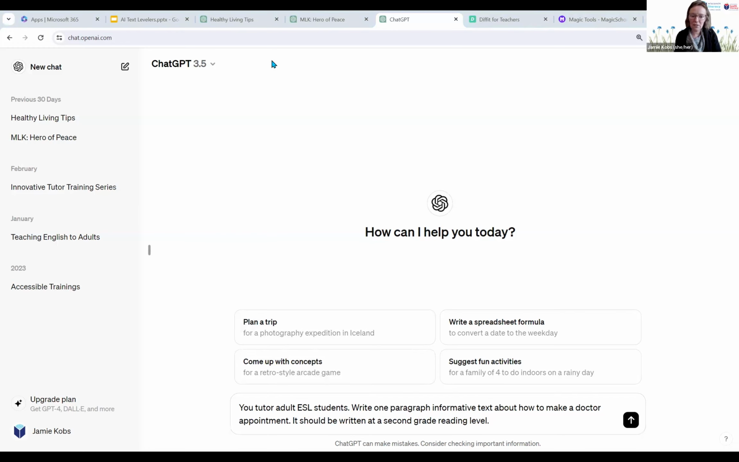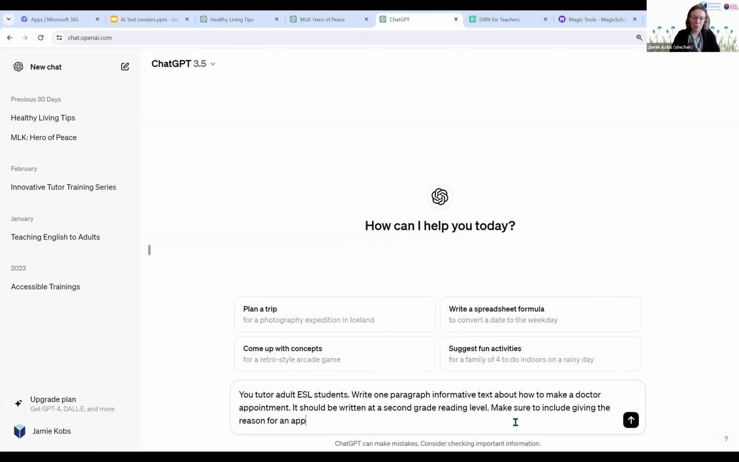Ooh, I like these ideas in the chat. Okay, so reason for visit and available times, the symptoms of the patient. Make sure to include giving the reason for an appointment. Available times and symptoms of patient. Okay.